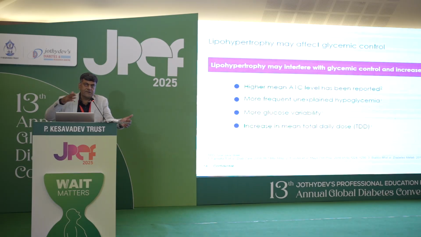On a particular day, the sugars are normal. On some other day, they are high. On some other day, they are low. And it might be because, accidentally, if they are injecting the lipohypertrophy site, the sugar levels will go high. And if they increase the dose and put at a normal site, the sugars will go down. So that is the reason for the glucose variability that we see in these patients. And the total dose of insulin will be higher if they are using the lipohypertrophy site very frequently.